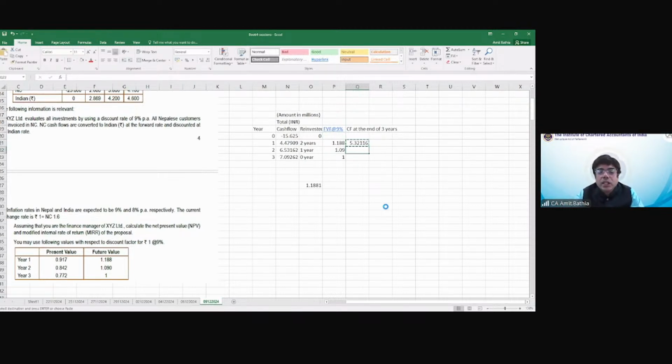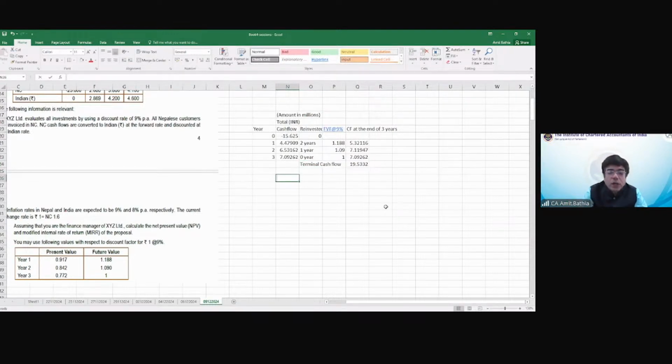Similarly, I will multiply 6.53162 into 1.09, and 7.09 will remain as it is. So what is going to be my total cash flows over here? 19.5332. Is everyone getting the total cash flow? Right? This is considered as my terminal cash flow.